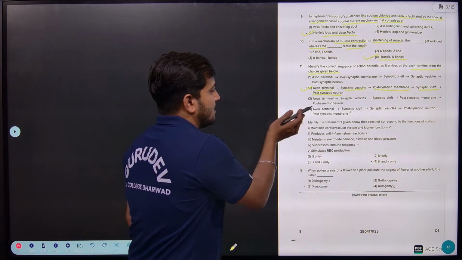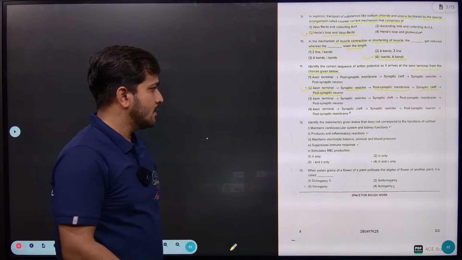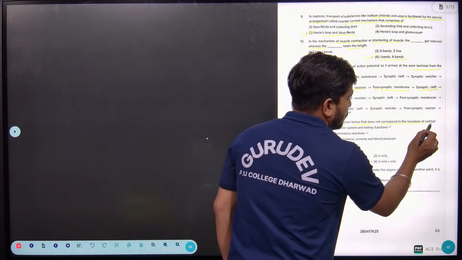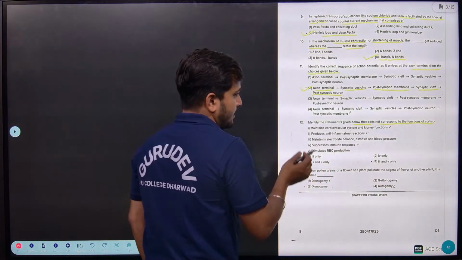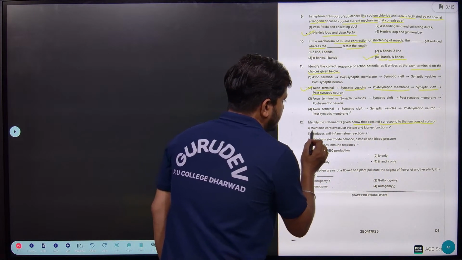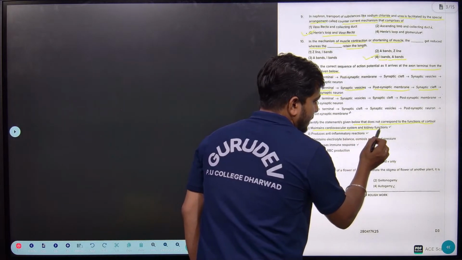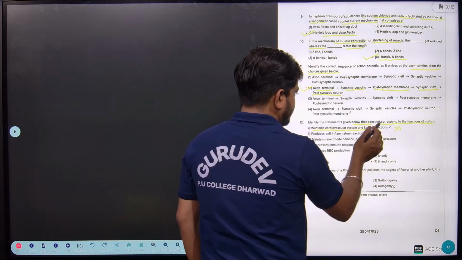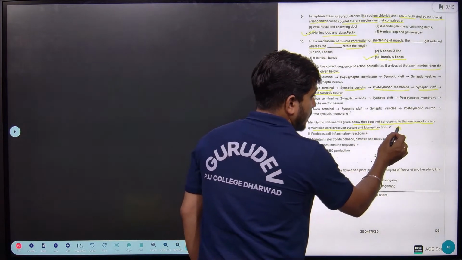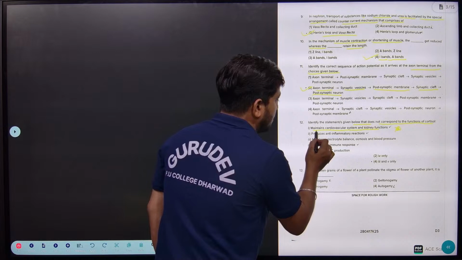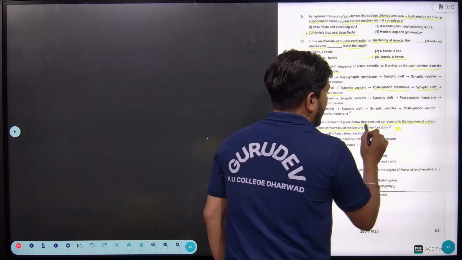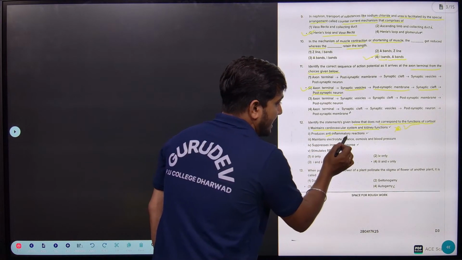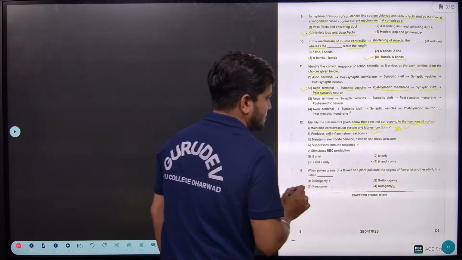Next is the 12th question: identify the statement given below that does not correspond to the functions of cortisol. Here, maintaining the cardiovascular system and kidney functions is one option. Mainly, cortisol can maintain the cardiovascular system and kidney function, so that is correct. Then, it produces anti inflammatory reactions, yes, this is also correct.